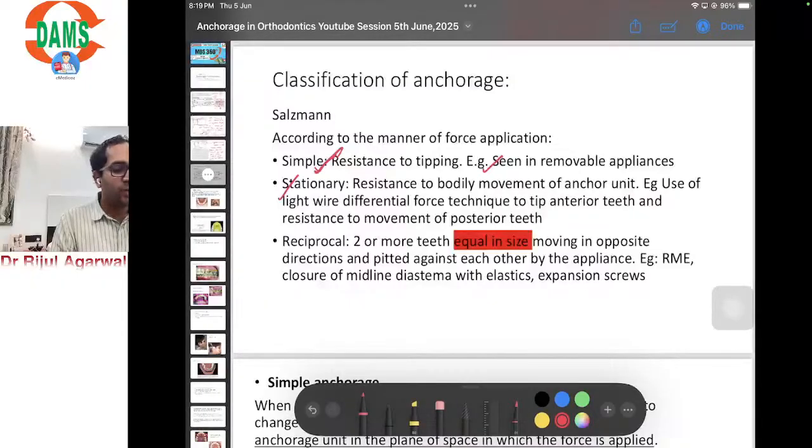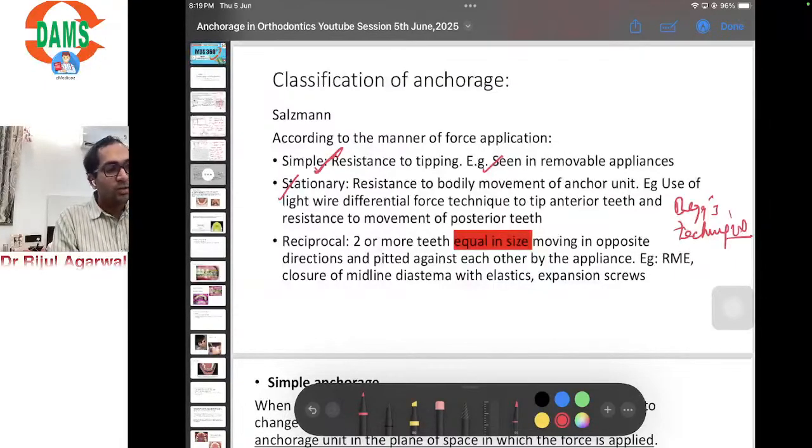Another very important example is the use of Begg's technique, in which we tip the anterior teeth. Begg's technique is a light wire differential force technique, and it is an example of stationary anchorage, in which we tip the anterior teeth with resistance to the movement of posterior teeth. If you know the evolution of orthodontic appliances, you know what Begg's and edgewise are. In Begg's technique, we tip the teeth and then upright them. Tip, upright, that's how we move. Whereas in edgewise we bodily retract them.